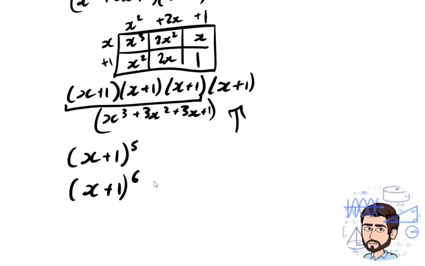Would it be maybe easier if there was a way of expanding something like this, where you have the same bracket being expanded 5, 6, 7 times? If only there was such a way. Well, it turns out there actually is, and that is the binomial theorem, or that's the purpose of it anyway.